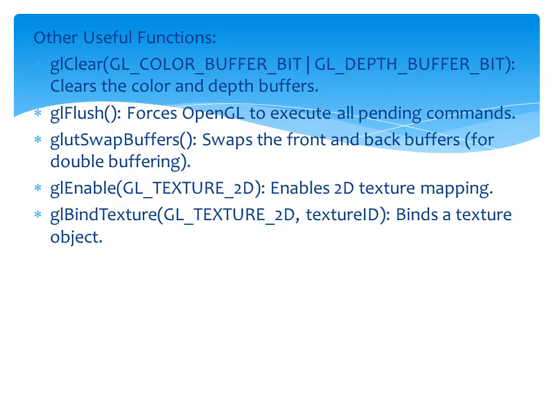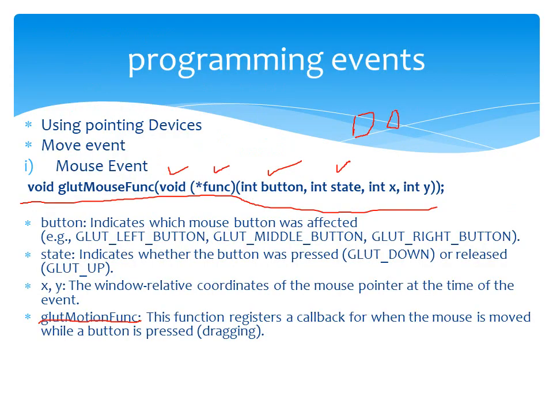This is glClear, it will clear the color and depth buffers. Okay, glFlush forces OpenGL to execute all pending commands, and swap buffers swaps the front and back buffers for double buffering. Enable GL_TEXTURE_2D enables texture mapping, and glBindTexture with GL_TEXTURE_2D binds a texture ID. Okay, so these are the programming elements.